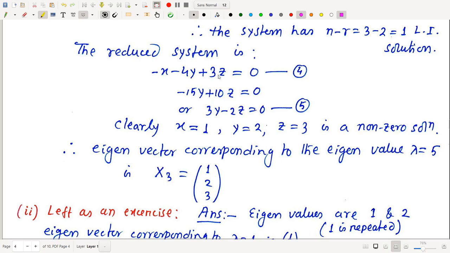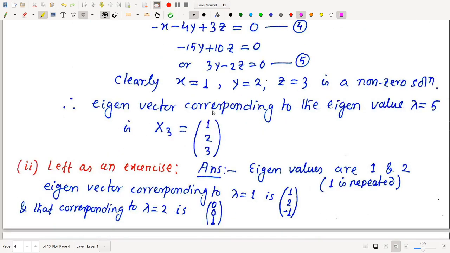And it will be plus 9. So minus 8 plus 9 is plus 1. So minus x plus 1 is 0, meaning x equal to 1. Therefore, x equal to 1, y equal to 2, z equal to 3 is a non-zero solution. Therefore, the eigenvector corresponding to the eigenvalue lambda equal to 5 is x3, as we have named it: 1, 2, 3. So we have found eigenvalues and eigenvectors.